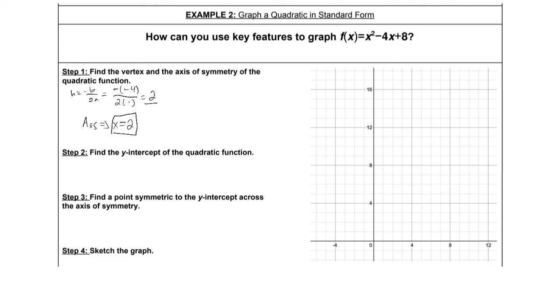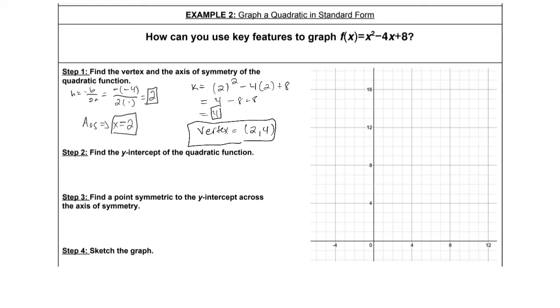So we have h equal to 2. Now we need to substitute that in to solve for our k. So our k is 2 squared minus 4 times 2 plus 8. So we get 4 minus 8 plus 8, equal to 4. So therefore our vertex here is going to be 2, 4. Okay, so we have a vertex and axis of symmetry.